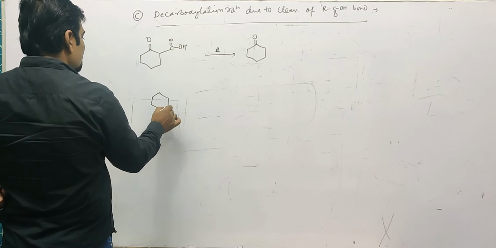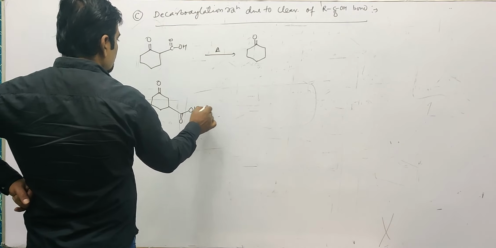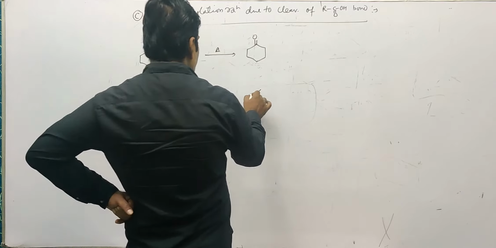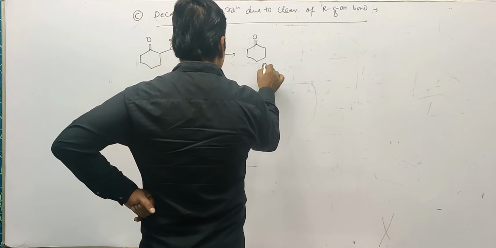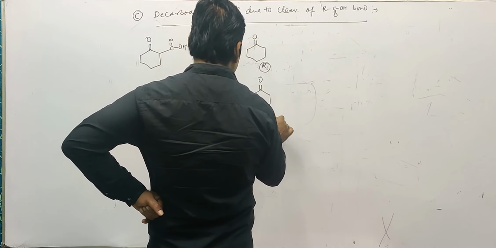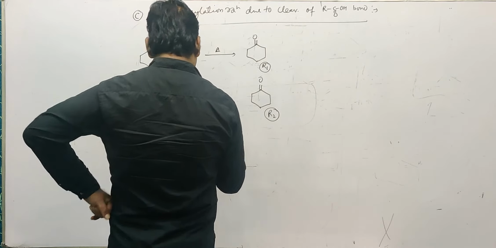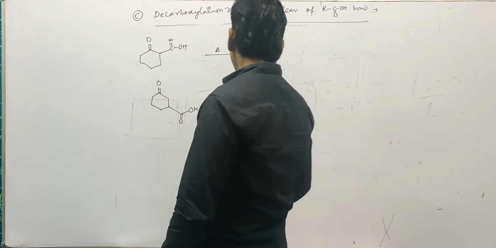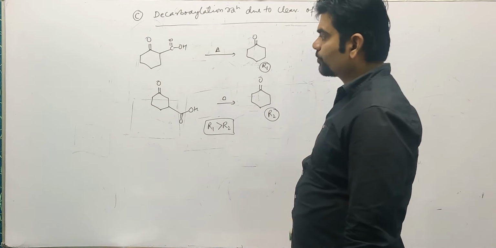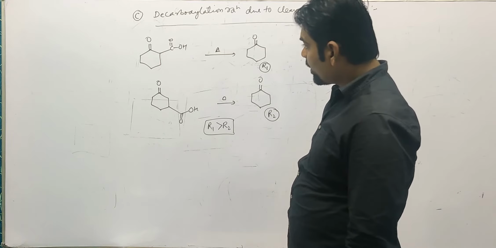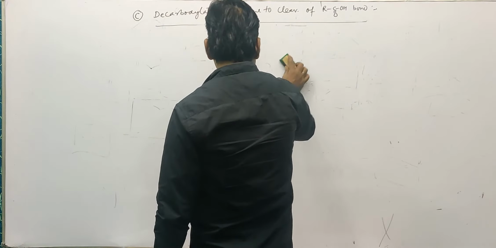Similarly, if there is another example, like a gamma keto acid, upon strong heating it undergoes decarboxylation and forms a cyclic ketone. But over here this takes place by rate R1, and this takes place by rate R2, so R1 is greater than R2. Alright? Okay. Next, this is one of the methods of decarboxylation.